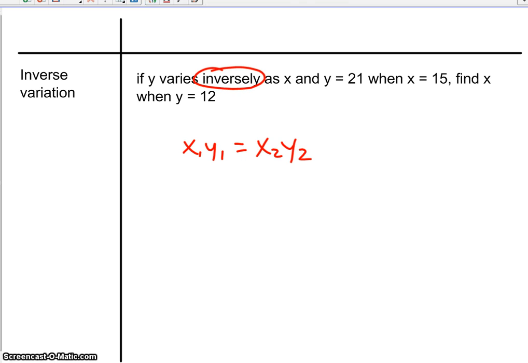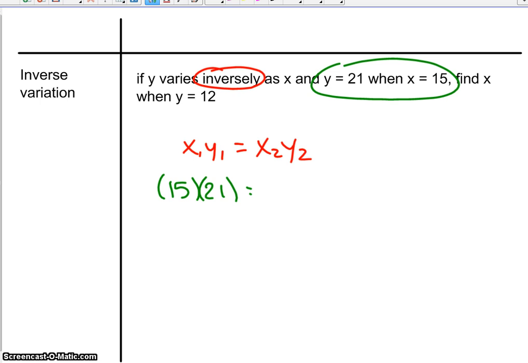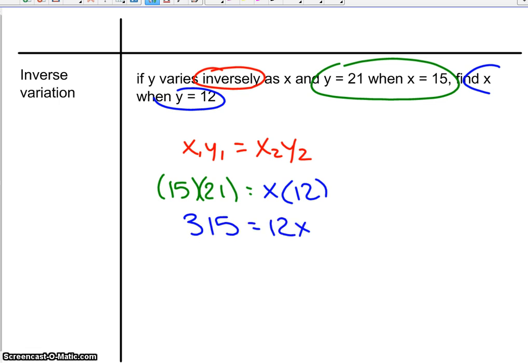In my first case, y is 21, x is 15. Second situation, I'm finding x when y is 12. So now I just simply need to do some algebra. I'm going to take the 15 times the 21, simplify that left side, and then divide both sides by 12.